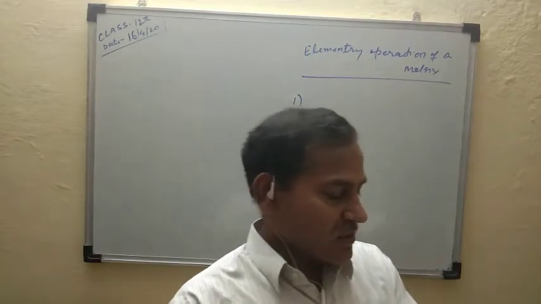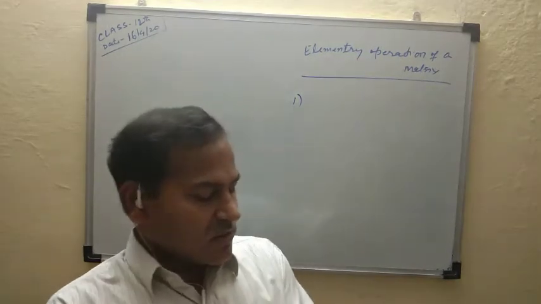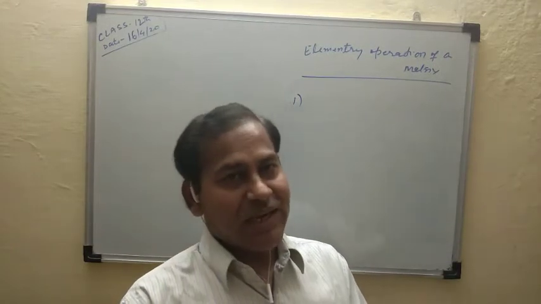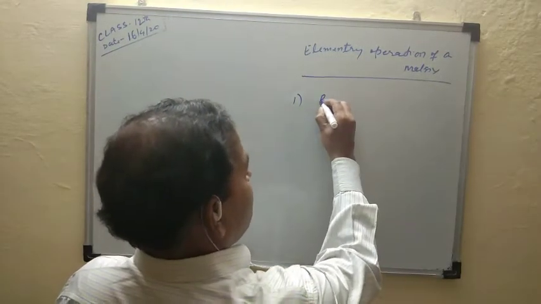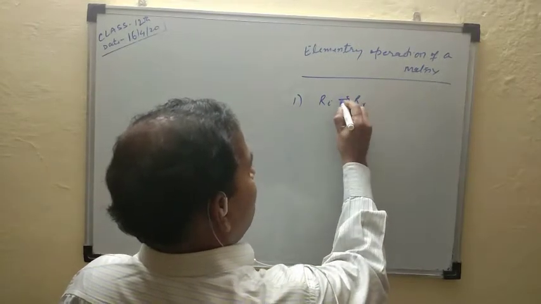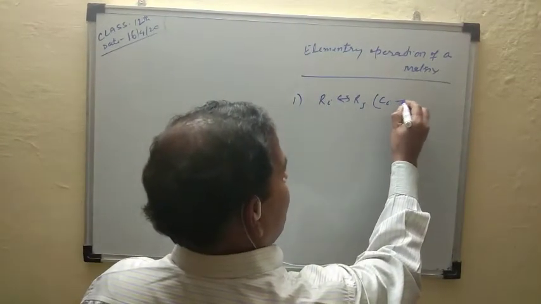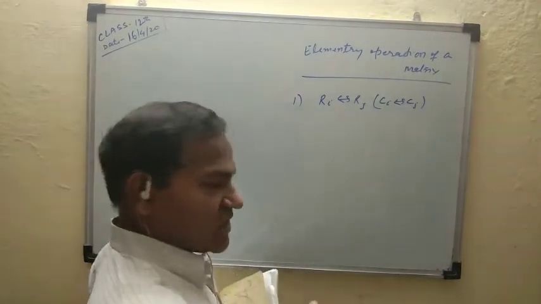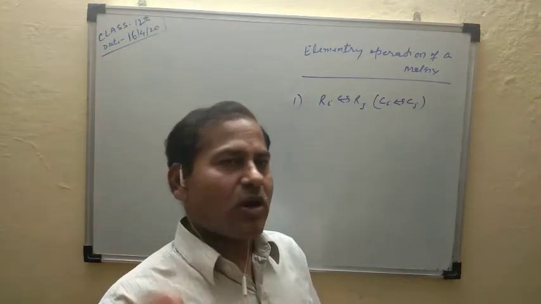First is the interchange. First operation: the interchange of any two rows or two columns. Interchange means Ri changes into Rj or Rj changes into Ri. Similarly, Ci changes into Cj or Cj changes into Ci. Any two rows are interchanged, that is, R1 changes to R2 or R2 changes to R1.